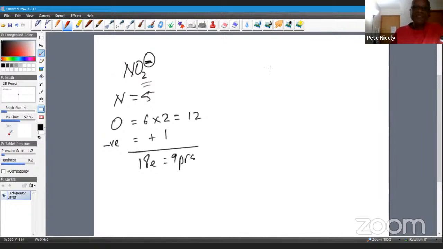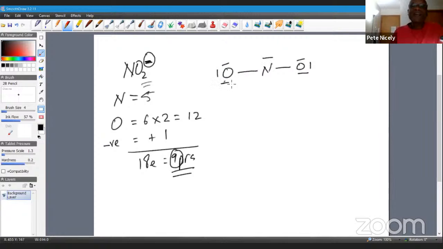So the next step is to put the nitrogen in the middle, surrounded with the oxygens. We have 9 pairs to assign. The first 2 pairs would go here and here, then 3, 4, 5, 6, 7, 8, all right? So we have assigned 8 of the 9 pairs so far, which means that the 9th pair will end up on the nitrogen.